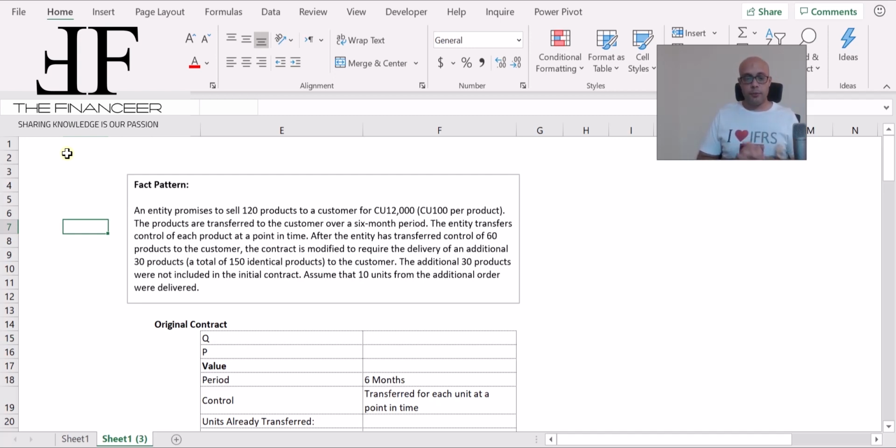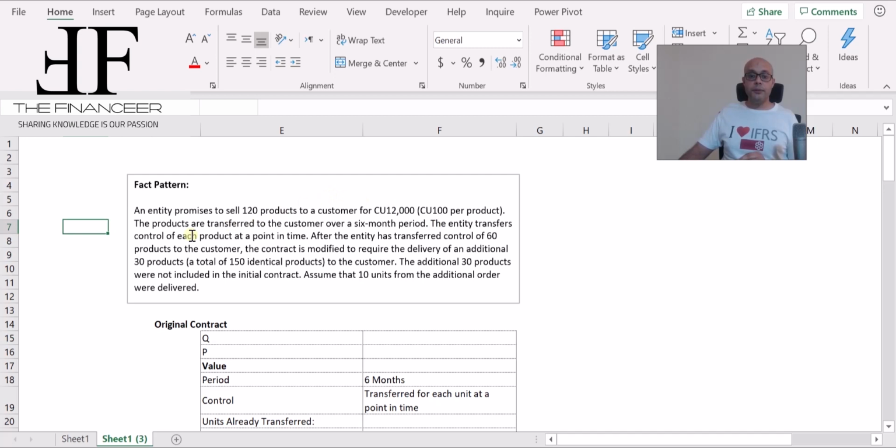So let's start. Assume that an entity promises to sell 120 products to a customer at a price of 12,000 currency units. Let's assume that it is $12,000, which means that if you are going to sell 120 products at a value of $12,000, the price per one unit is $100. The products are transferred to the customer over a 6-month period. So this will be the delivery term and the delivery period to the customer.